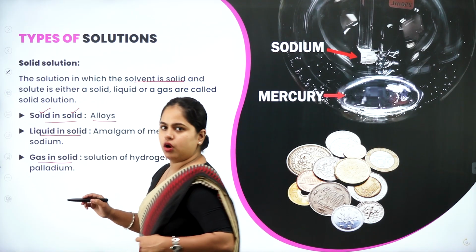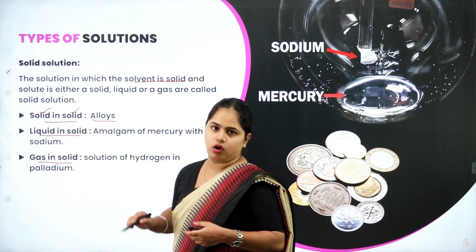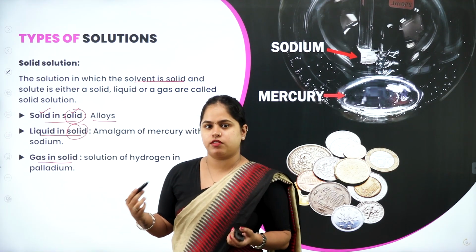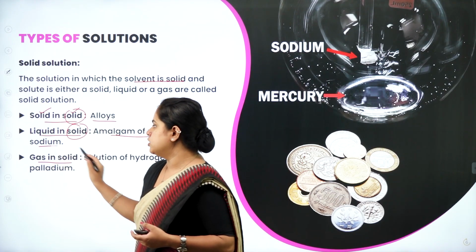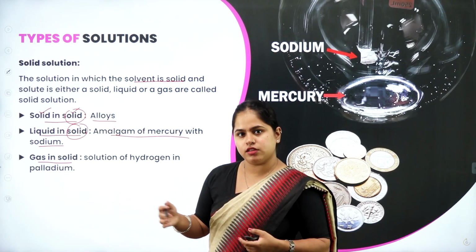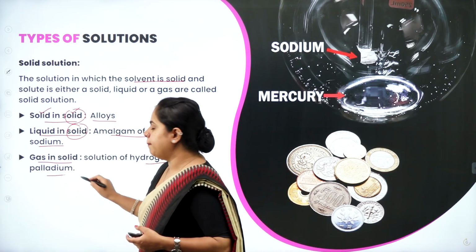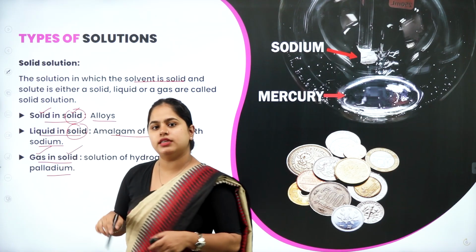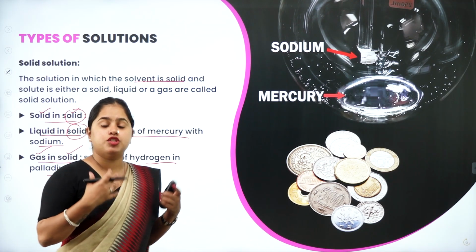Then you have liquid and solid, that is, the solute is liquid and the solvent is solid. I hope it is clear. Again, you can see the solvent is solid itself. That is why it is a solid solution. An example is amalgam of mercury with sodium. Mercury is in the liquid state and sodium is in the solid state. Now you have gas and solid, that is, solution of hydrogen in palladium. Here also you can see gas is the solute and solid is again the solvent. Clear? So these are the solid solutions.